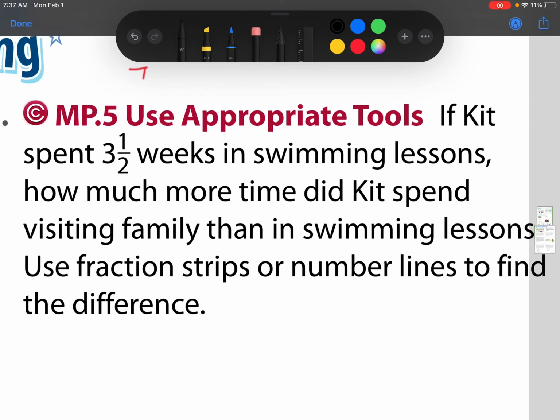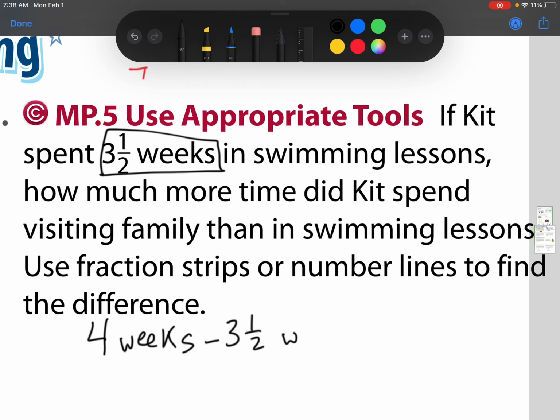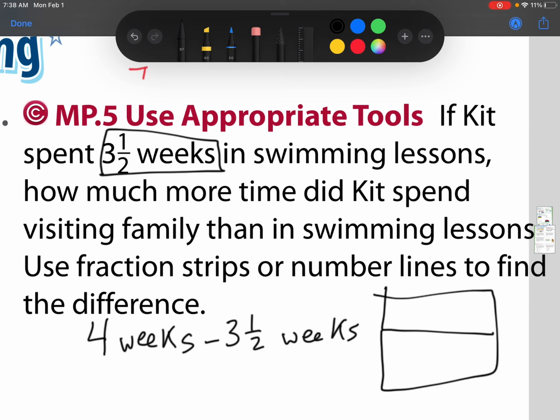So off to number 19. If Kit spent 3.5 weeks in swimming lessons, how much more time did Kit spend visiting family than in swimming lessons? So here, remember, our previous problem, it said she spent 4 weeks, and we need to subtract 3.5 weeks because we're finding how much more time she spent with her family. So what would that be? Well, here with our model, since I should have done a model for our last one, but I didn't because I did not follow directions, we have 4 weeks, and we need to take away 3.5.